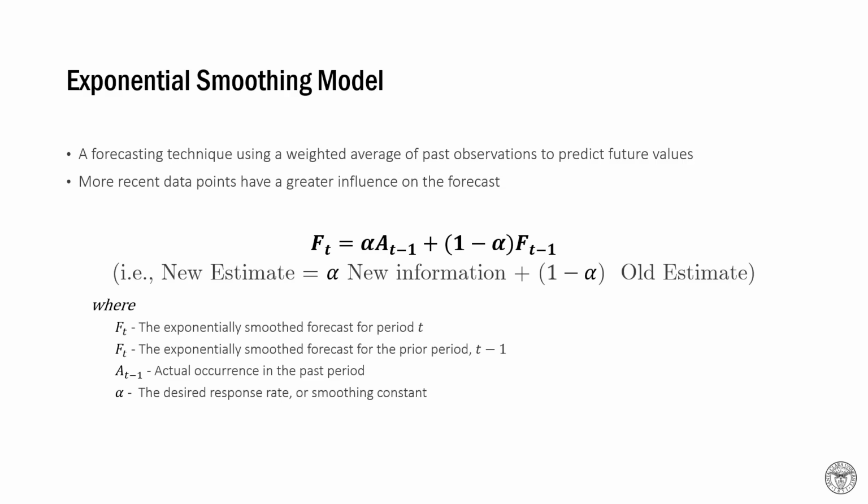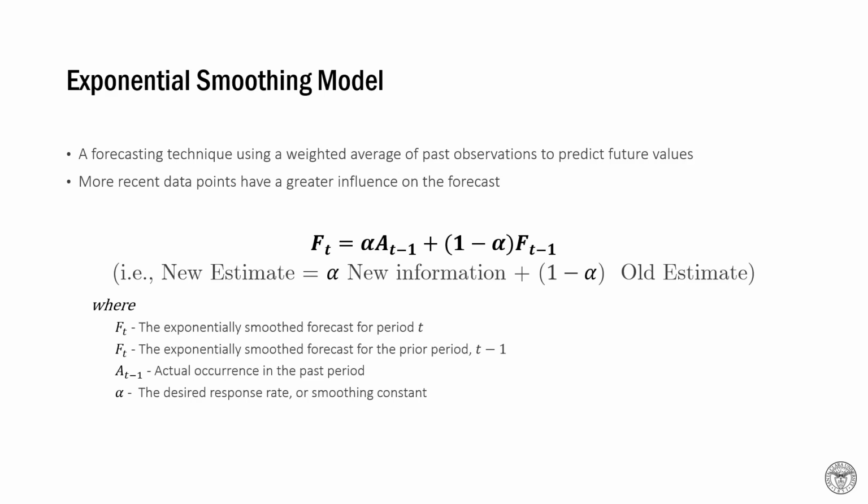The primary equation for this model is F sub t equals alpha times A sub t minus 1 plus 1 minus alpha times F sub t minus 1, which can also be understood as new estimate equals alpha times new information plus 1 minus alpha times old estimate.